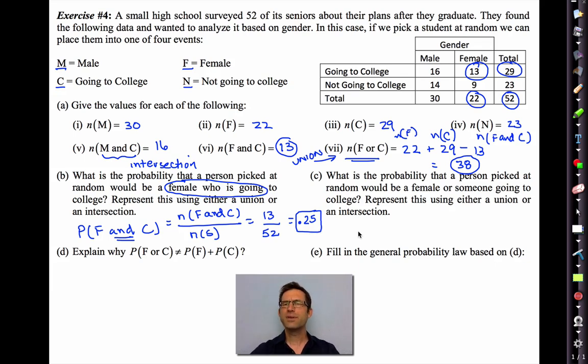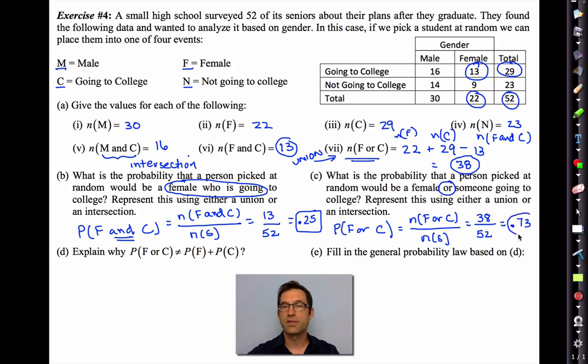Letter C. What is the probability that a person picked at random would be a female or someone going to college? Represent this using either a union or an intersection. Well, whenever we see the word or, that's a union. So female or going to college, that will be the number of female or going to college divided by the number in our sample space. But the number of females or going to college is 38, divided by 52, which again expressed accurate to the nearest hundredth is 0.73.